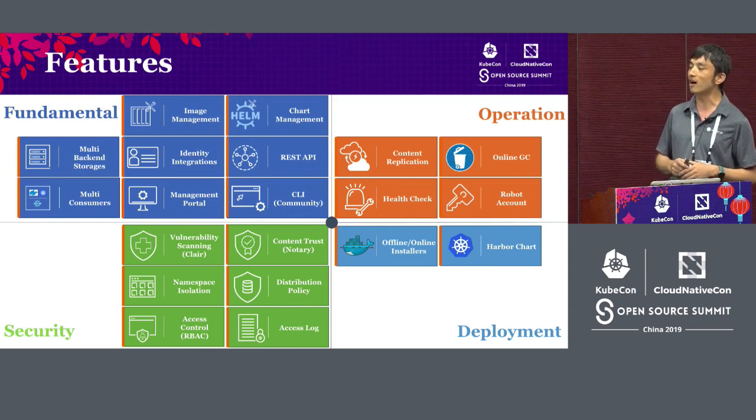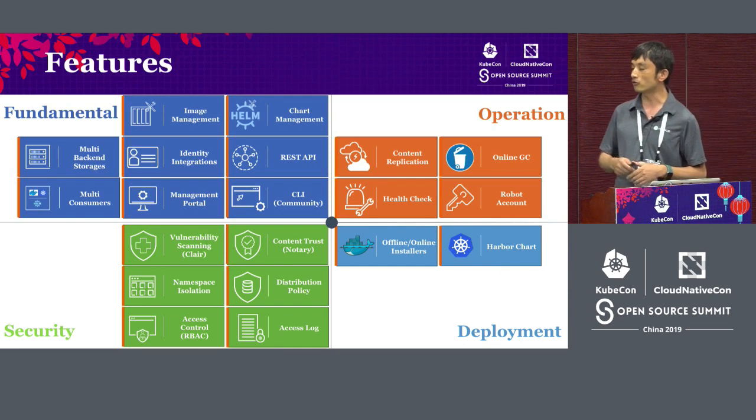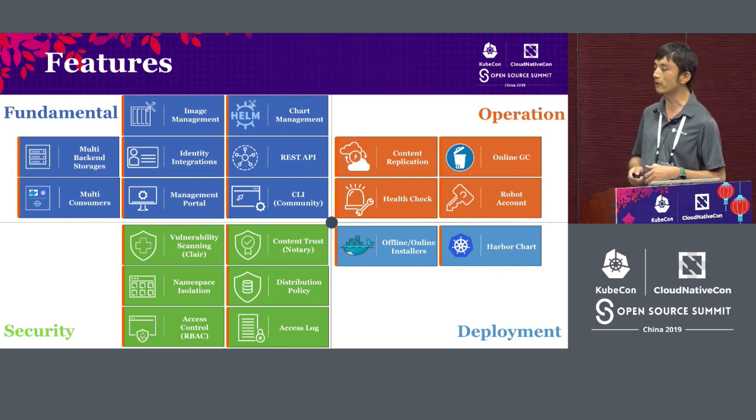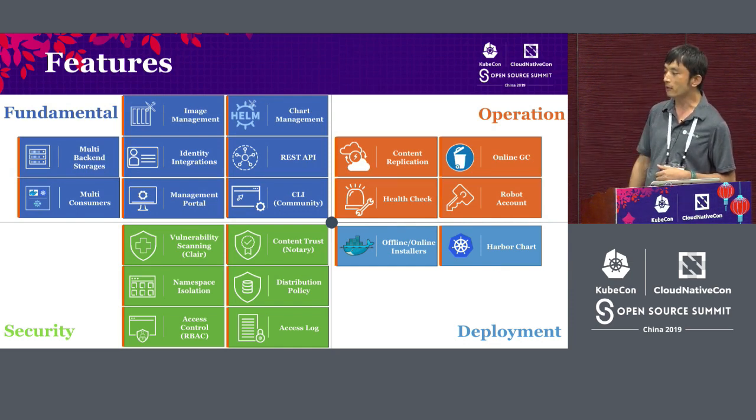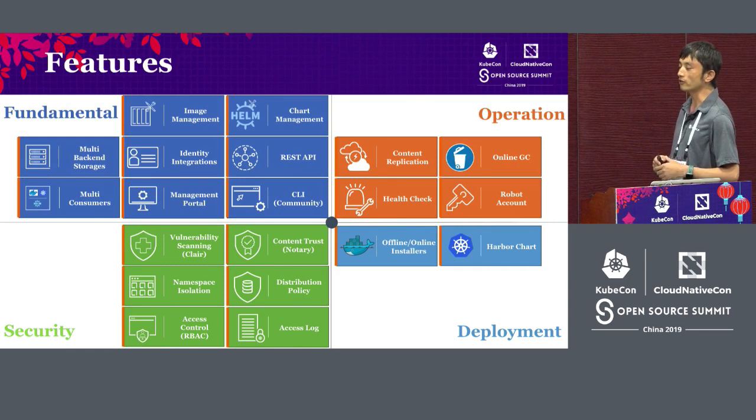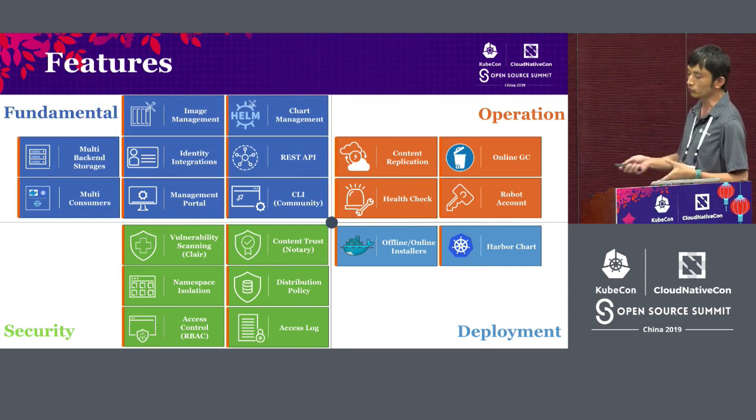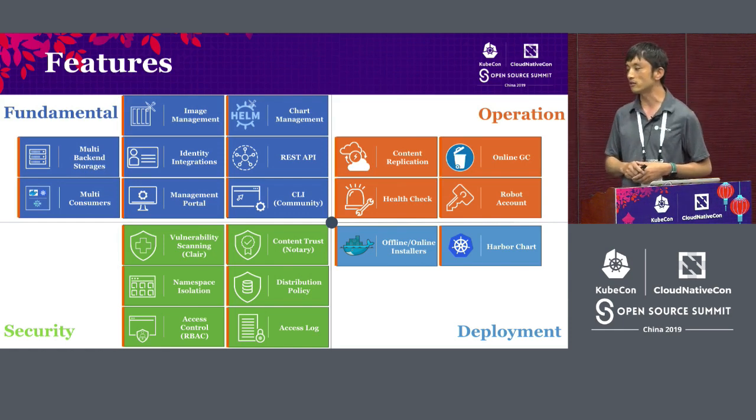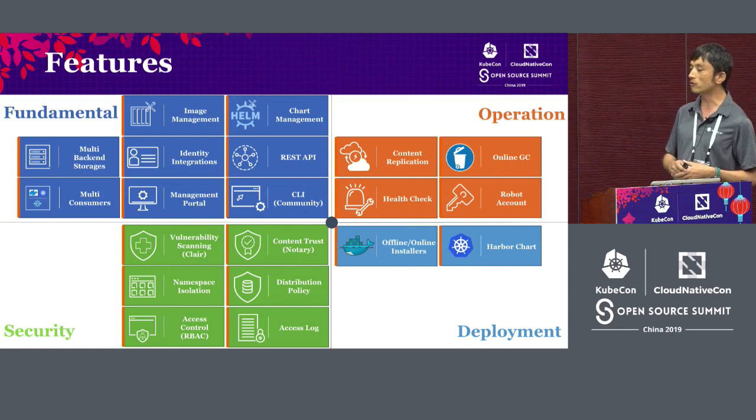The other important thing is the CI/CD, or the robot account. You don't need to use your root account. You can just create a robot account for the CI/CD. Then for deployment, we have two ways. One is for the Docker environment, with offline and online installers. Offline means all the packages are packed, and online means the images are pulled down. We also support Helm Chart for Kubernetes.